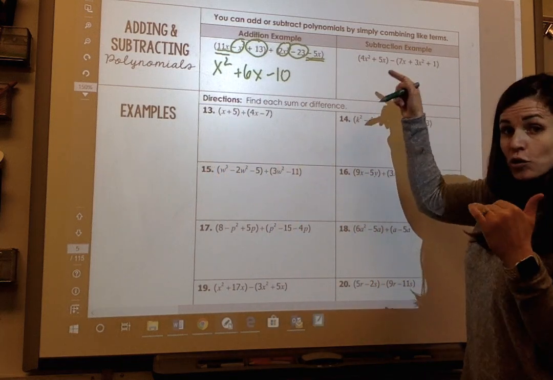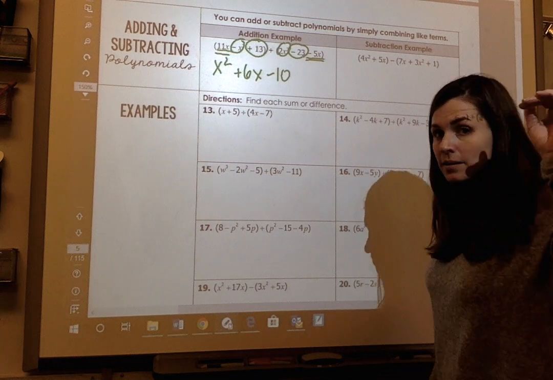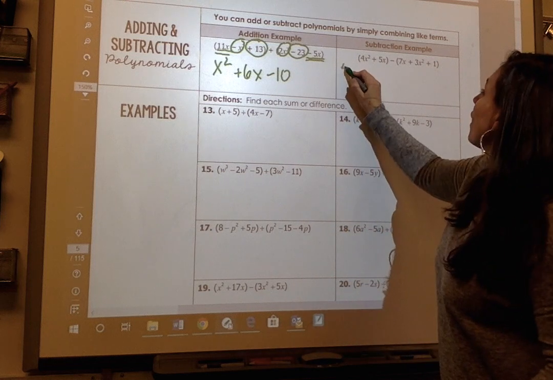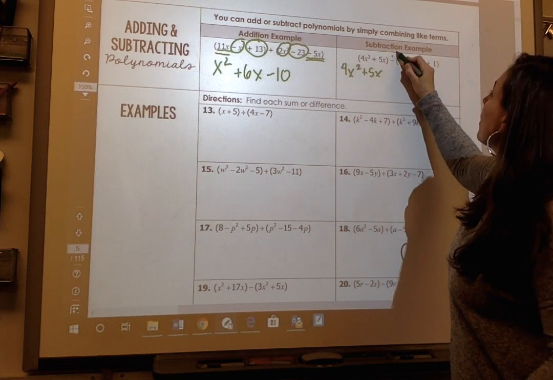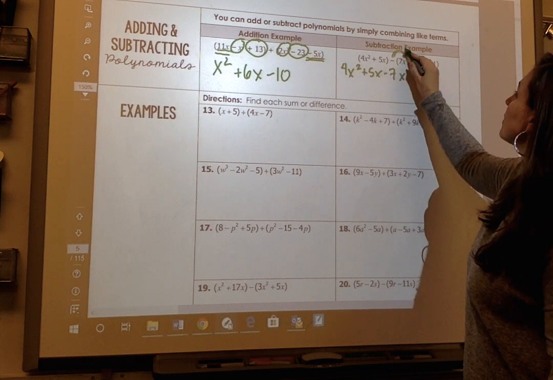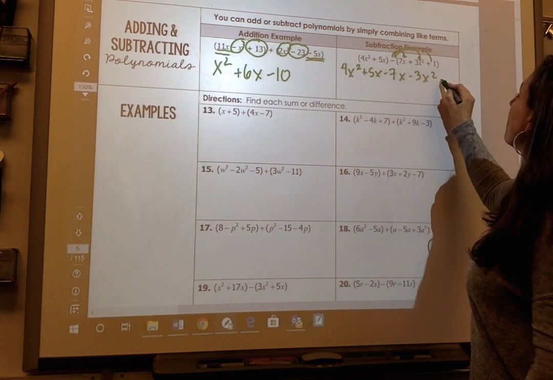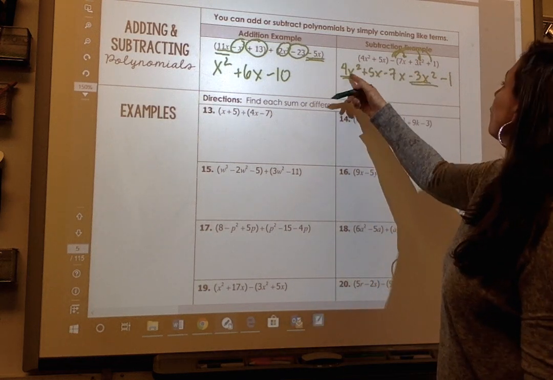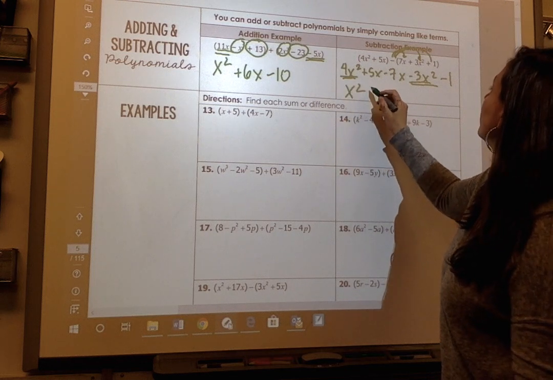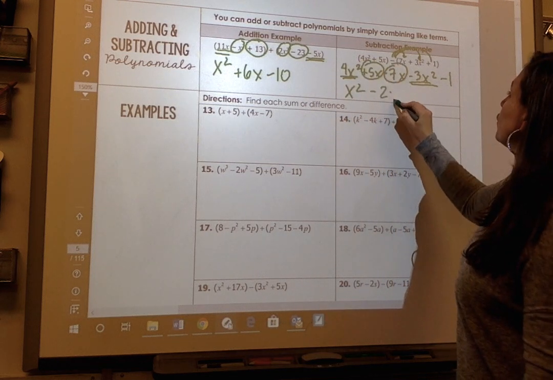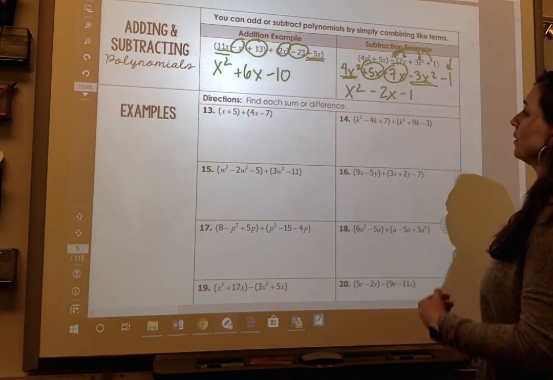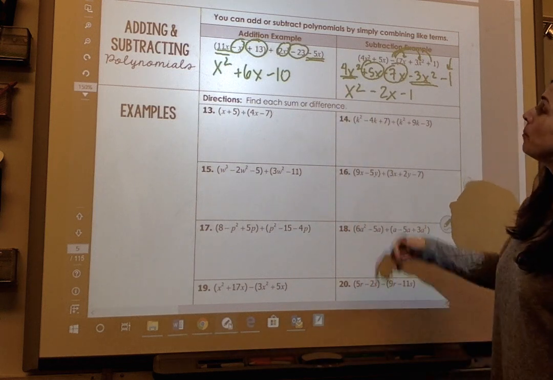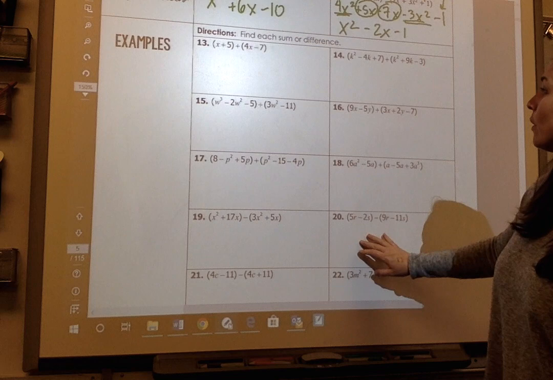Now, if I have a subtraction, I must distribute. So guys, do not do this in your head. I want to see you rewrite it. So I have 4x squared plus 5x. I'm distributing that negative to get minus 7x, minus 3x squared, minus 1. Now I'm going to combine greatest degree first. So 4x squared and negative 3x squared is x squared. 5x and negative 7x is negative 2x. And then left over, negative 1. This is a quadratic because it's to the second degree, trinomial. So quadratic trinomial.